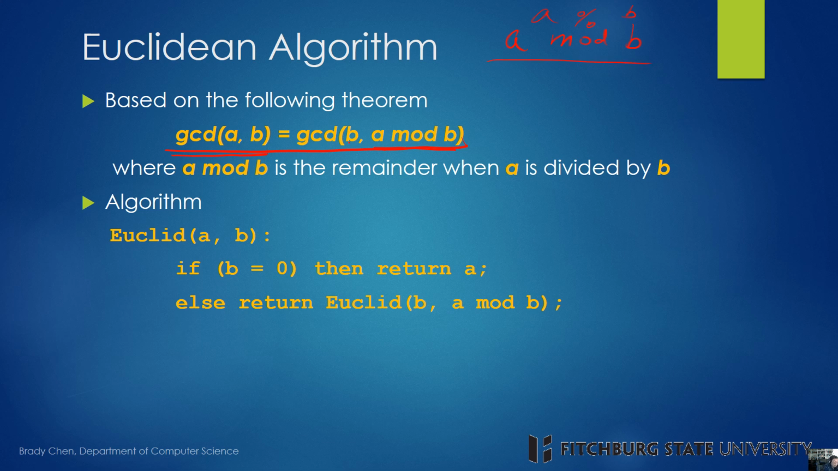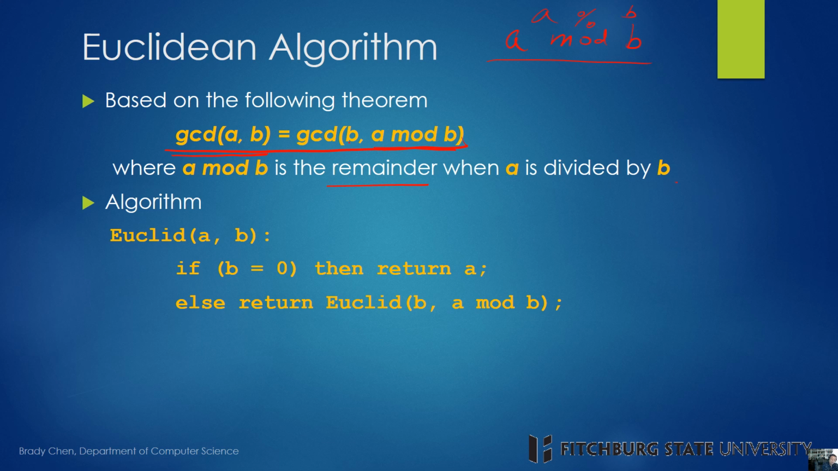Now, what is A modulo B? A modulo B is the remainder when A is divided by B. Remember the remainder, right? When we divide A by B, we cut A into chunks, each of length B. So we chunk B, B, B, B, and then the remainder is a small piece which is smaller than B. If it's greater than B, we can still cut, right? A modulo B is the remainder when A is divided by B.